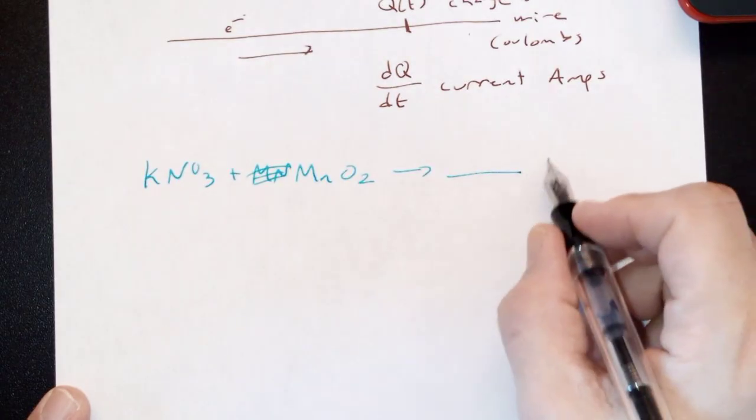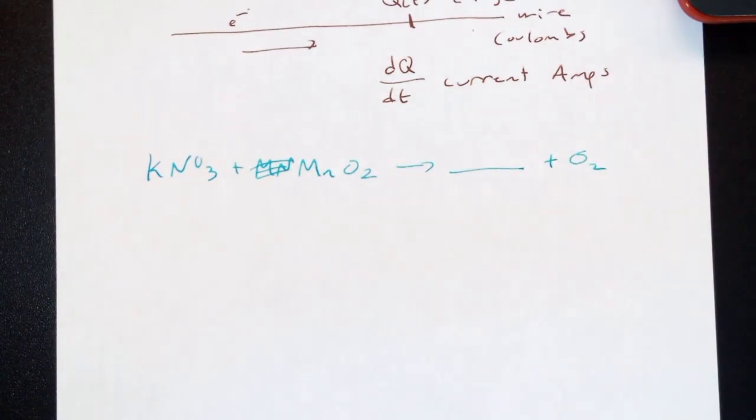I forget what the actual product is, but there's also oxygen gas liberated. Potassium nitrate and manganese dioxide are two black powders. They're basically indistinguishable from one another if you just look at them. You mix them together, you heat them very slowly, and you get oxygen gas. My chemistry is a long time ago. I did this experiment in the 1980s. So potassium manganate, KMnO3.